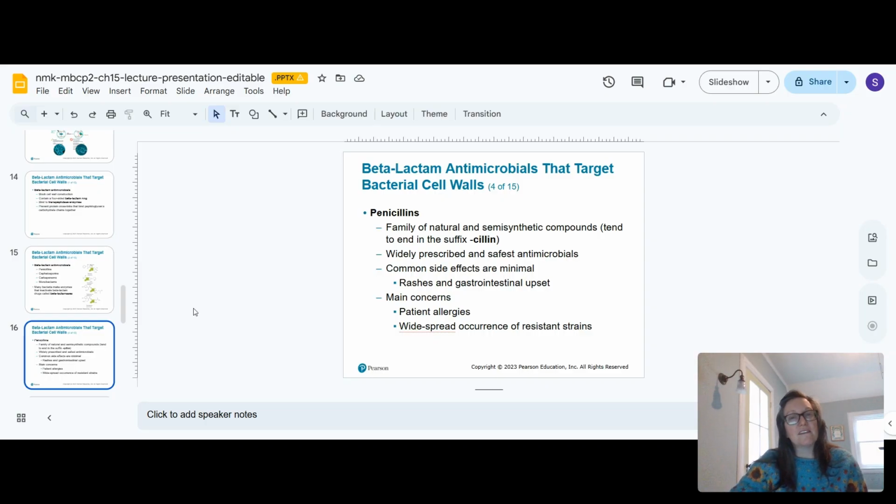So note about the penicillin, since this is one that's often talked about. Penicillins were some of the first antibacterial drugs to be manufactured, and one of the first to be officially recognized in our Western medicine. This is a family of natural and semi-synthetic compounds now widely prescribed. They're safe, they have minimal side effects, and the main concerns are patient allergies and resistant strains of bacteria.